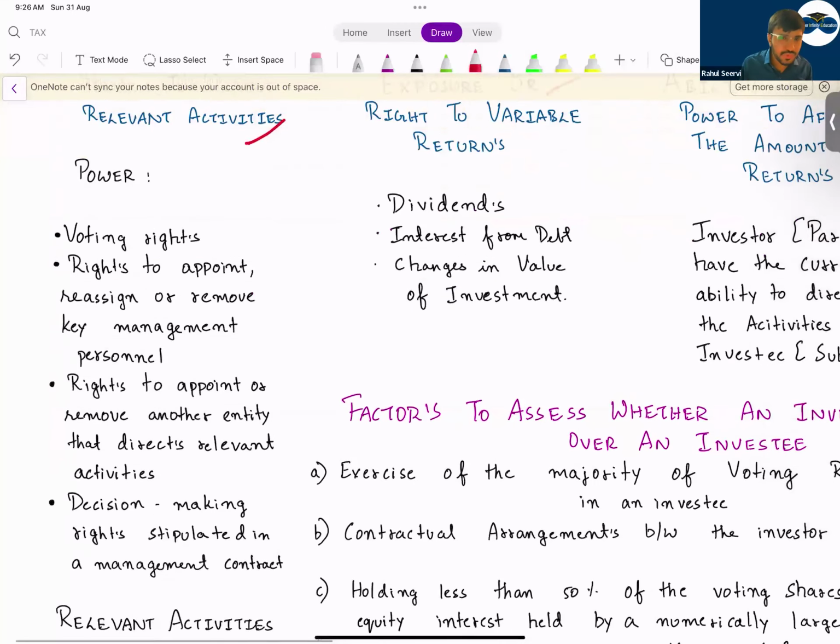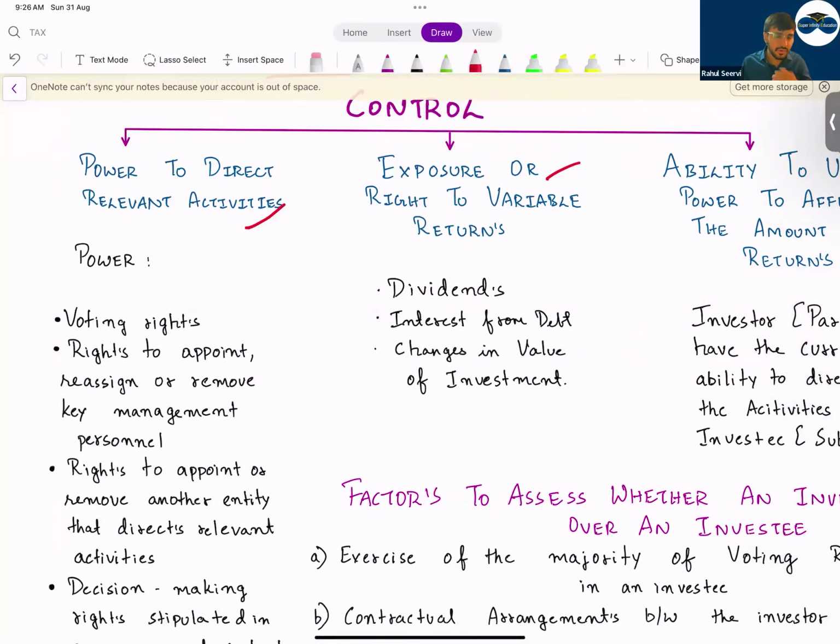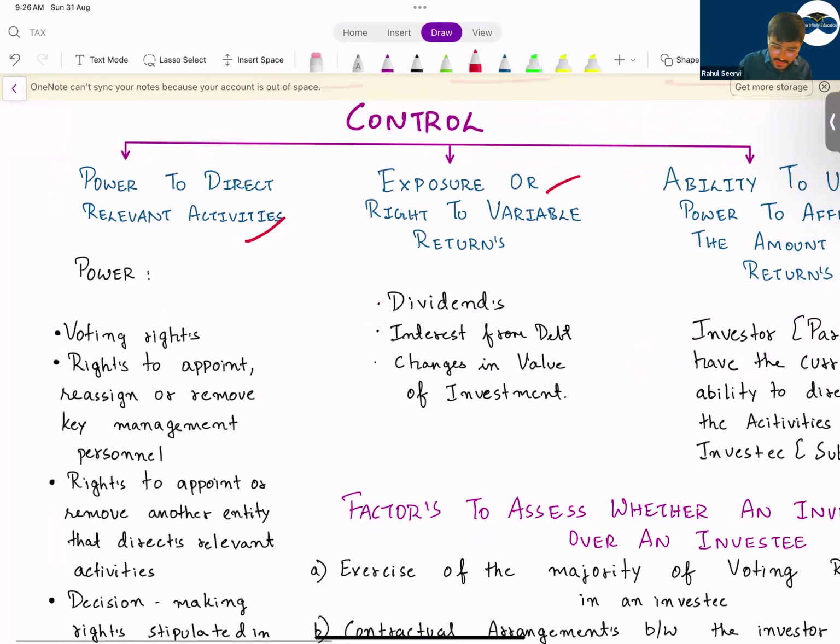Now, sir, what is exposure or right to variable return? If I have control and the company is making profits, I also will make profits. If the company is making a loss, it will be a loss for me. So, exposure or right to variable return means I have a right over variable returns, not fixed returns.